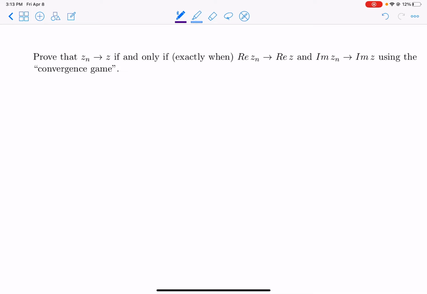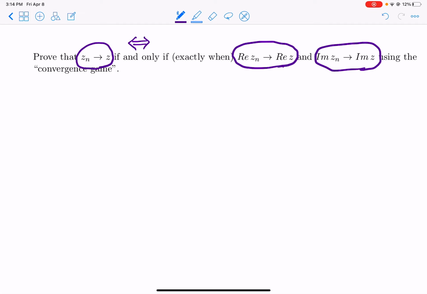Okay, hi everybody. So this is a fun one. Prove that Zn converges to Z if and only if the real parts converge to each other and the imaginary parts converge to each other.